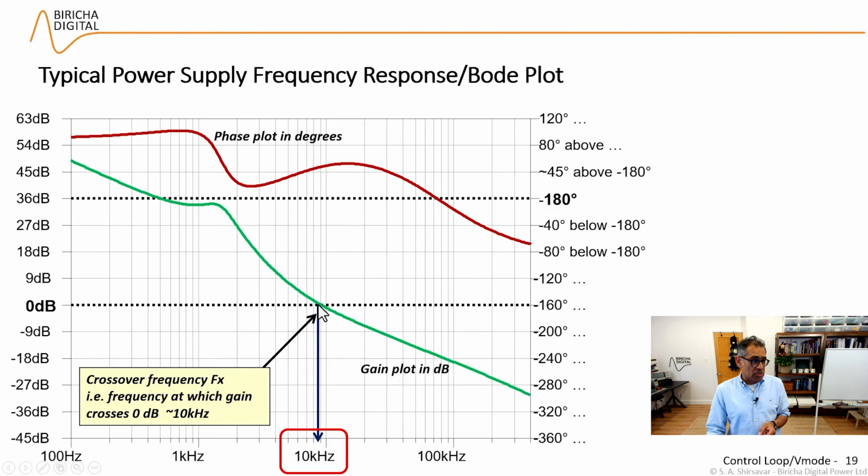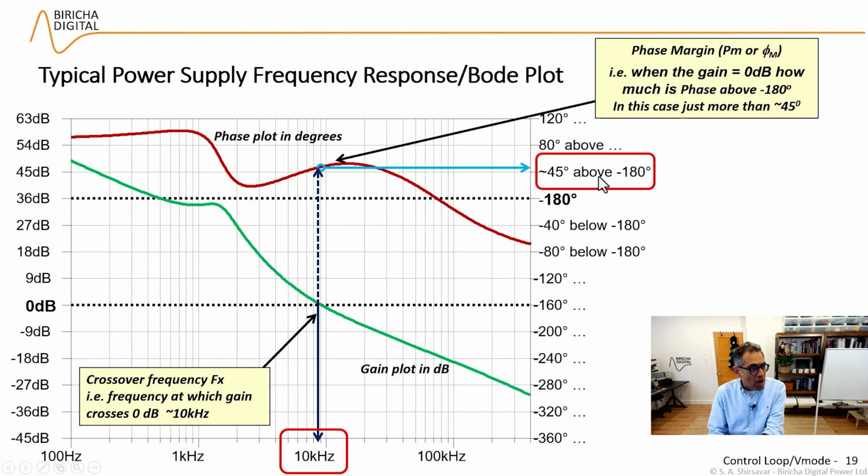At crossover frequency, which at this point is 10 kilohertz, I look at my phase at 10 kilohertz, and I will look to see how far above minus 180 degrees my phase is. You can see here that my phase is around 45 degrees above minus 180, and this is what we call phase margin. Now, a phase margin is a measure of my stability. The closer I am to minus 180, the closer to instability I am. And therefore, I want a phase margin of better than 45 degrees. Typically, we aim for around 55 to 60 degrees of phase margin.